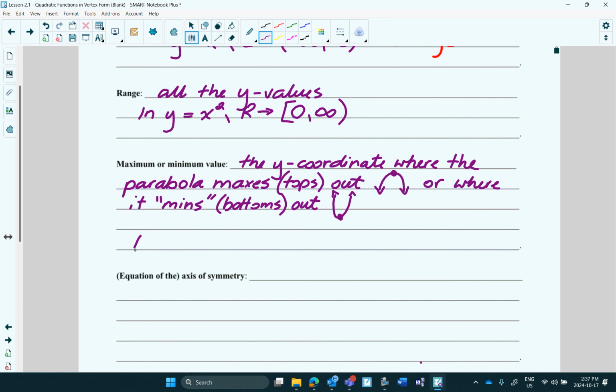So going back to our most basic one, y equals x squared, does it have a maximum or minimum? Does it top out or bottom out? It has a minimum. And at what y value is the minimum? 0. So you need to say minimum at y equals 0. Don't just put minimum at 0. The minimum or maximum will always be the y coordinate of the vertex, always.